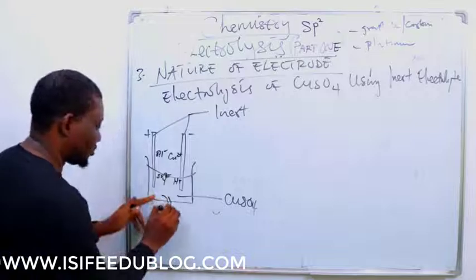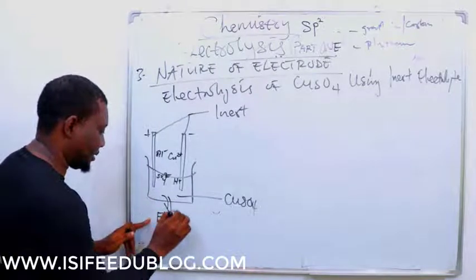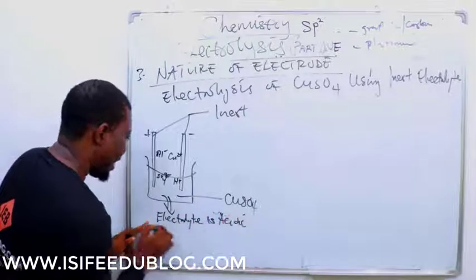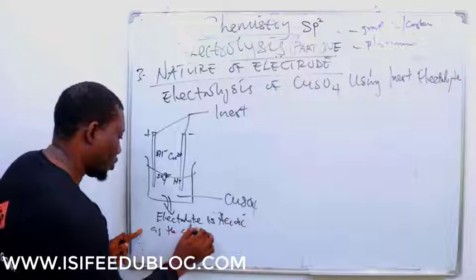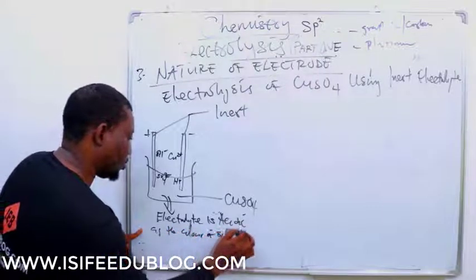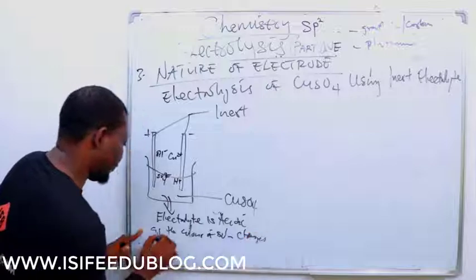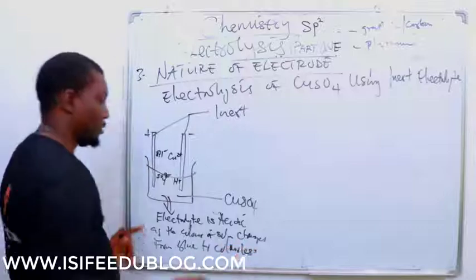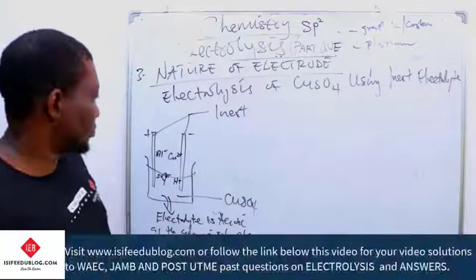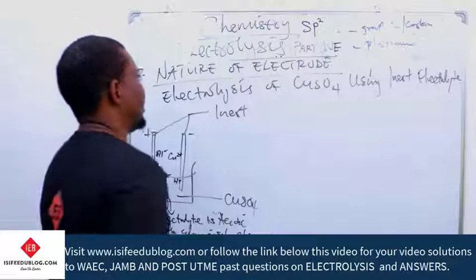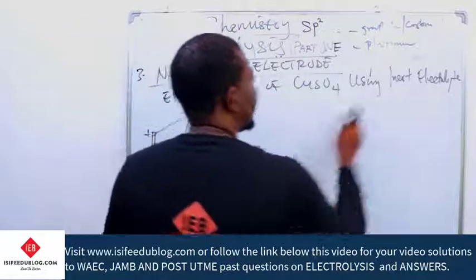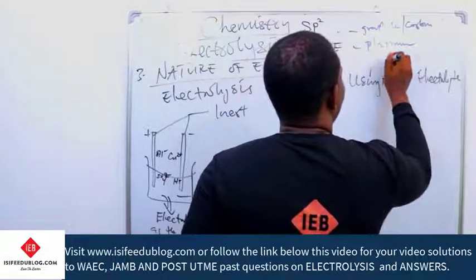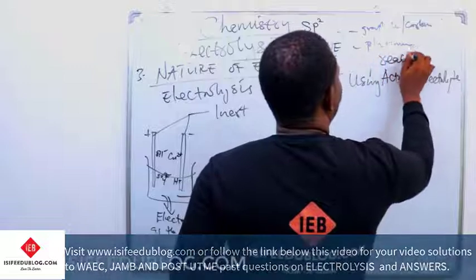At this point, the electrolyte is acidic, and the color of the solution changes from blue to colorless. That's what you see, because copper(II) solutions are all blue in color. But consider the electrolysis of copper(II) using a reactive electrode.